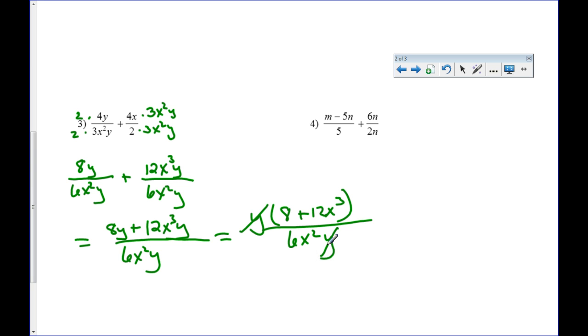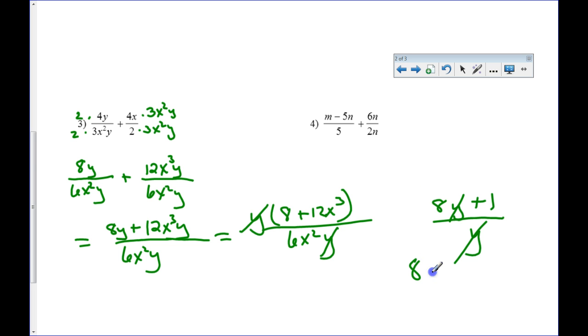Why can't you just cancel the y from the 8y? Well, here's the thing you've got to remember. You don't want to just cancel out. You want to factor it out first and then cancel it. Because this is what I see happen too often. I'll see something like 8y plus 1 over y. People will think, oh, I can just do this. But you can't because it's being added.